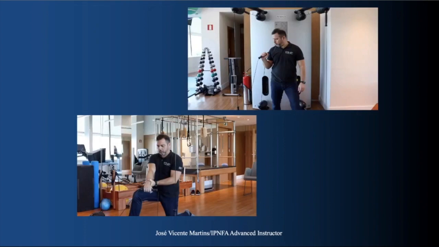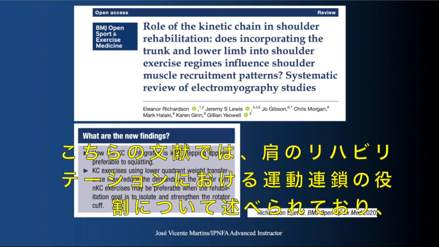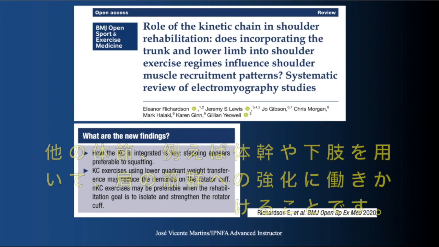So here we can see the whole kinetic chain in shoulder rehabilitation. That means that we can use the other parts of the body, such as trunk and lower limb, to emphasize some shoulder muscle.